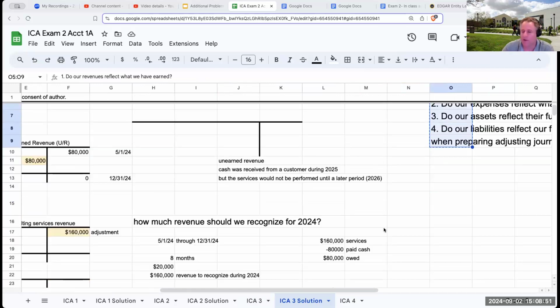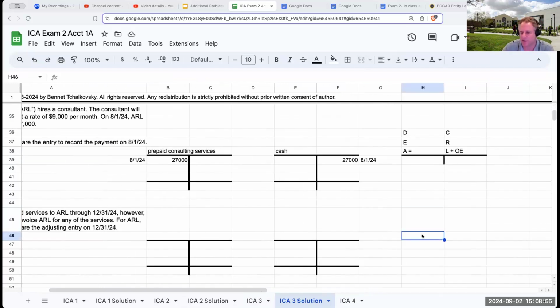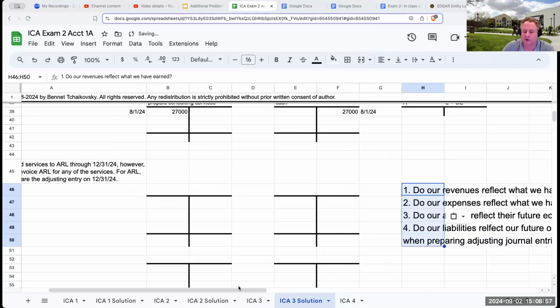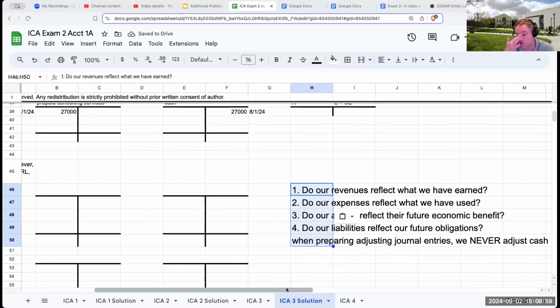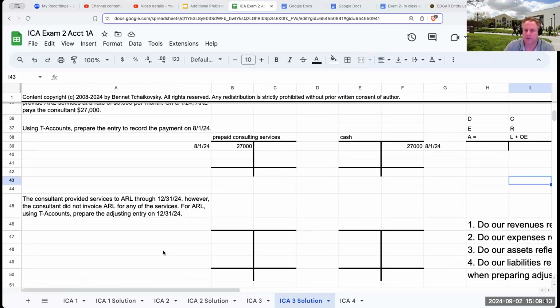So when we're preparing our adjusting entries, we have to ask ourselves the following questions. Do revenues reflect what we've earned? Do expenses reflect what we've used? Do our assets reflect their future economic benefit? Do our liabilities reflect our future obligations? So let's do this here.